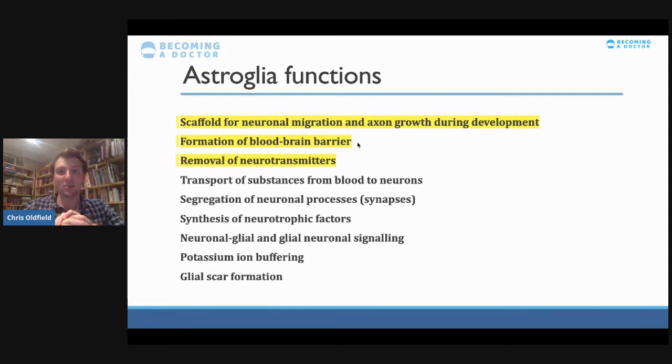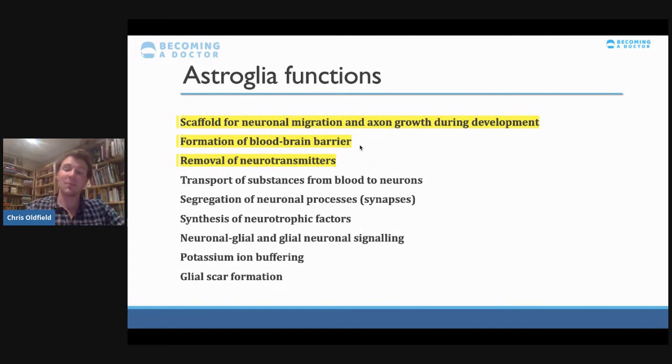Firstly, the actual capillaries in your brain are continuous capillaries. And this means that there's very little distance between the cells that line the capillaries in the brain, so that nothing can just leak out between the cells. You then also have astroglia, and astroglia have lots of feet at the end of them. They're called podocytes, which means feet. And these cover the outside of the capillaries just to really stop anything from escaping that you don't want to escape.